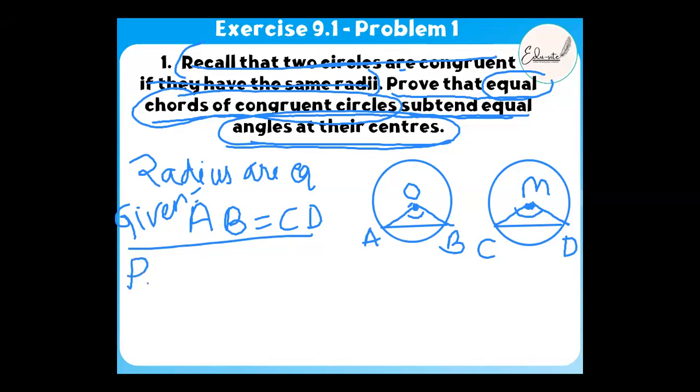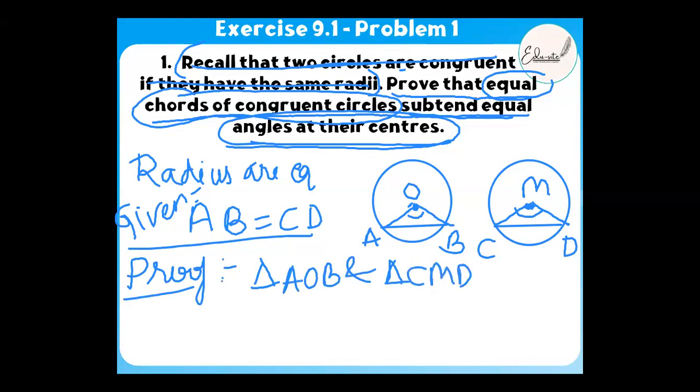Let's start with the proof. Consider the triangles. Which triangles will we consider? Consider the triangle AOB and the triangle CMD, right? Now tell me what are the rules of the congruency that you can put. First rule, AB is equal to CD. Why? Because it is already given that they are equal chords.